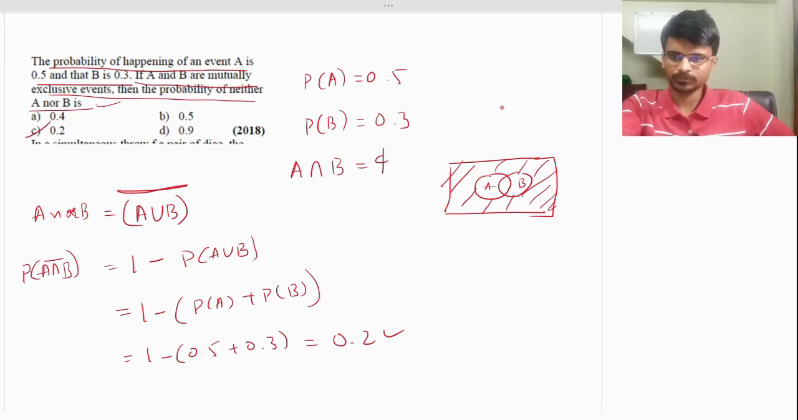You need to understand what A nor B conveys. If you can understand that, this question can be easily solved. You can expect a similar question like this.